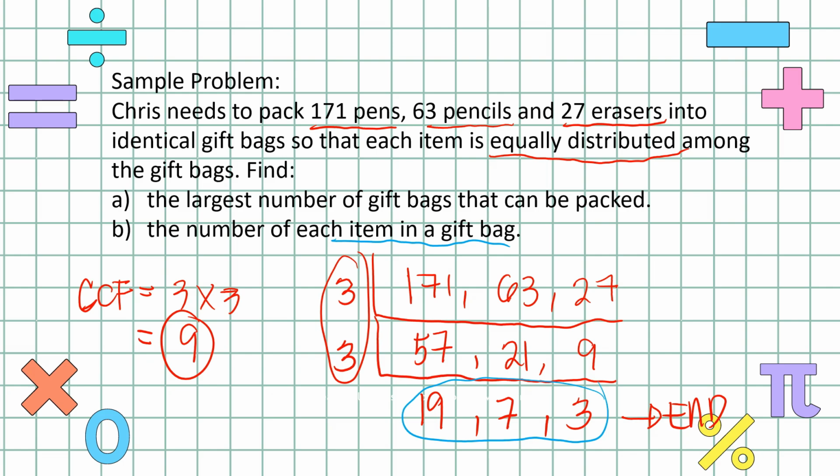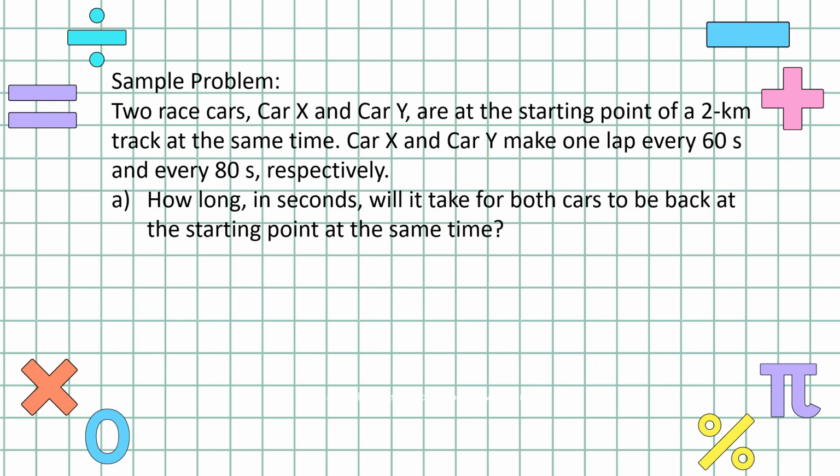Okay, so that's it for our second example. Now for your task, just to check your understanding, here's our sample problem number 3. Two race cars, car X and car Y, are at the starting point of a 2-kilometer track at the same time. Car X and car Y make one lap every 60 seconds and every 80 seconds respectively. The question is, how long in seconds will it take for both cars to be back at the starting point at the same time?